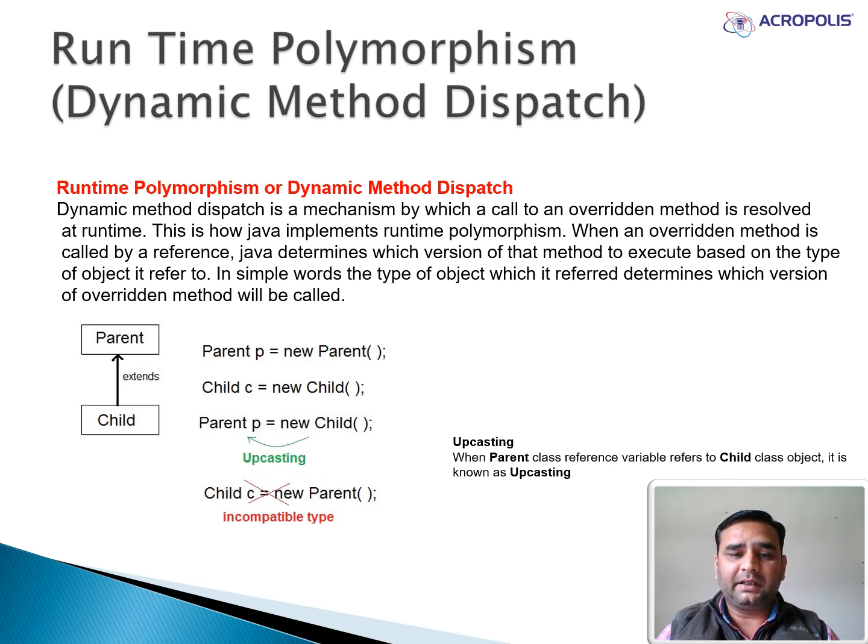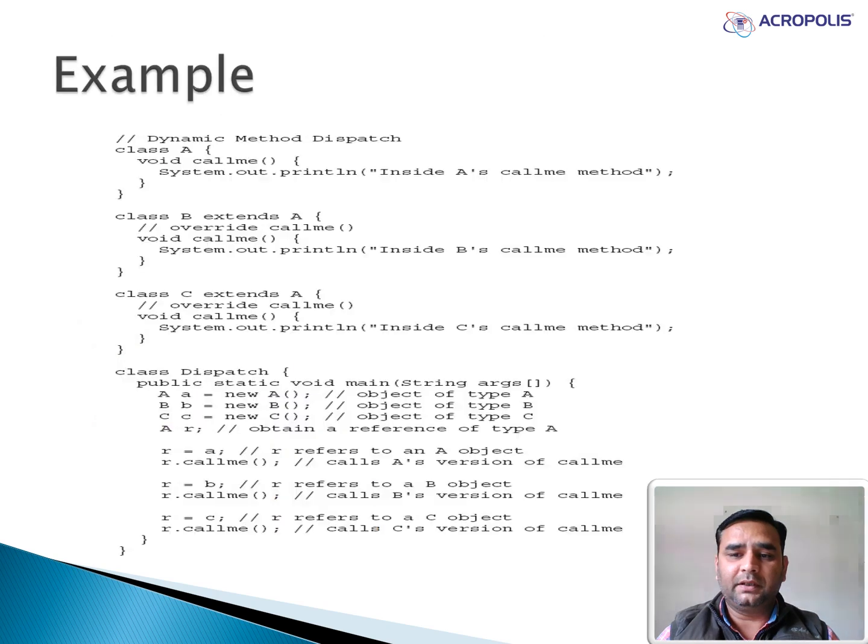In the example we can see that there is a parent-child hierarchy. A parent class reference can refer to a child class object. Here we can see that we have created a parent class object, then a child class object, and again we are creating a parent class reference with the child class object. This is called upcasting. This upcasting feature will be utilized in dynamic method dispatch. So this is an example of dynamic method dispatch.